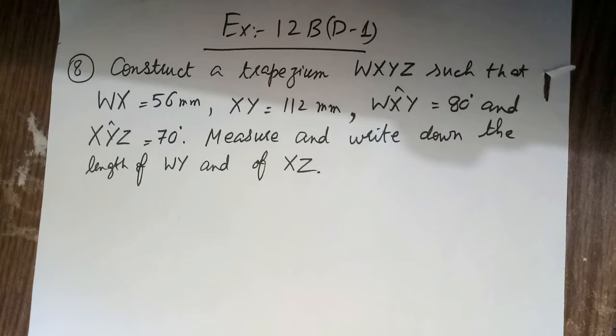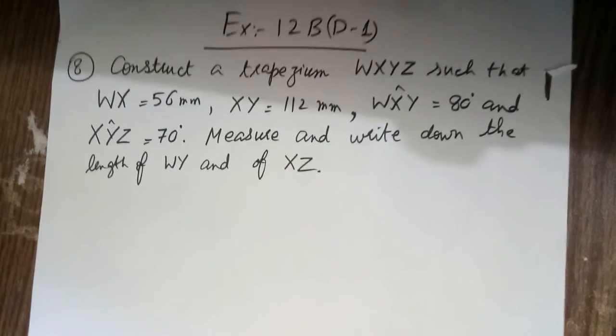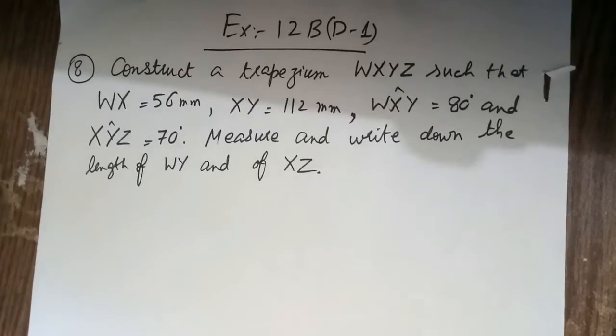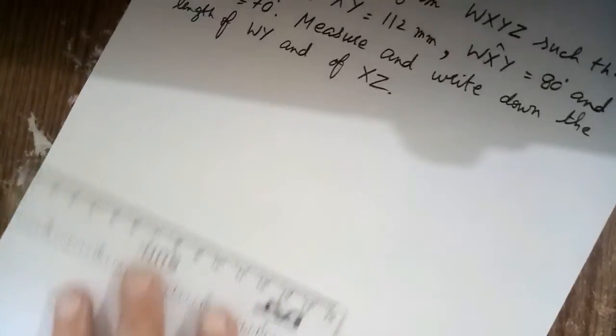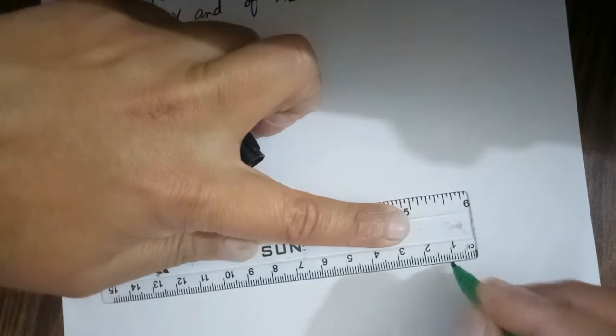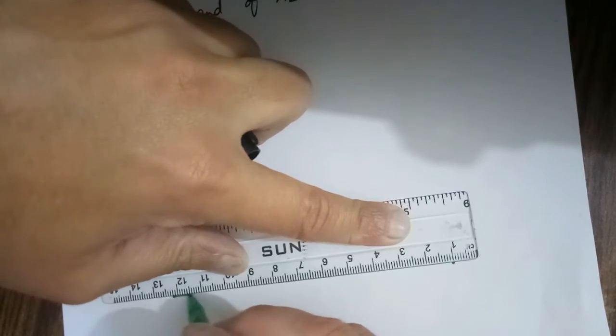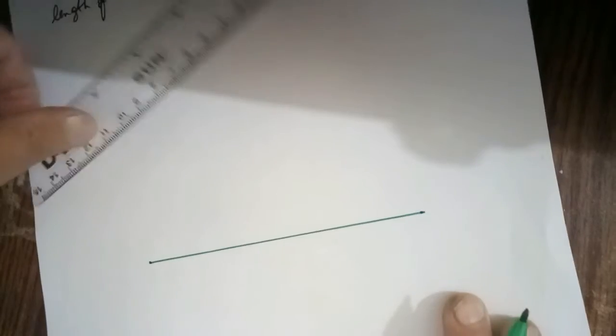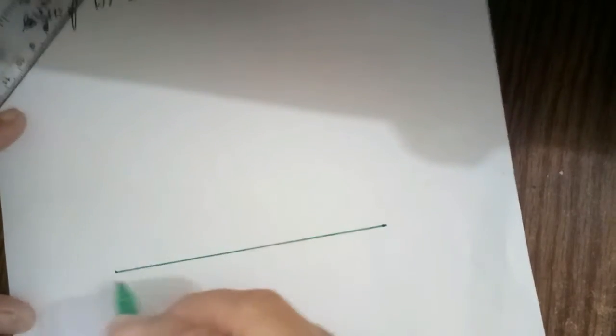So the angles are given, 80 and 70, which should be angle X, and the second one is angle Y. So first of all, we will draw the line segment XY in order to draw these two angles. XY is 11.2 centimeters. So using a scale, this is 11.2 centimeters. XY.